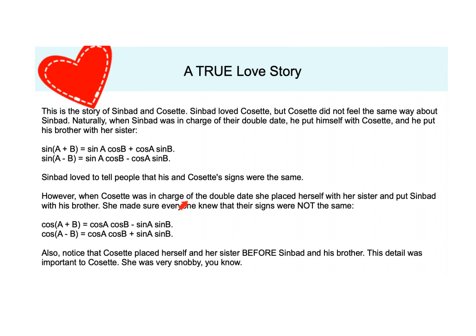However, when Cosette was in charge of the double date, she placed herself with her sister and put Sinbad with his brother. She made sure everyone knew that their signs were not the same. Cosine, the sum identity here, plus, opposite, minus, difference identity, minus, plus. Also notice that Cosette placed herself and her sister before Sinbad and his brother. This detail was important to Cosette. She was very snobby, you know. Well, the reason that detail is important is because it's cosine of A times cosine of B minus sine of A times sine of B. And you really do need to know these identities as well.